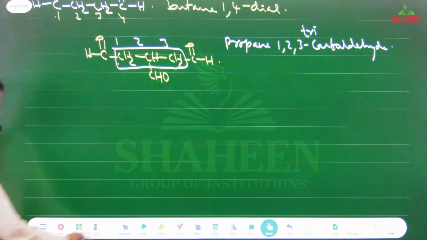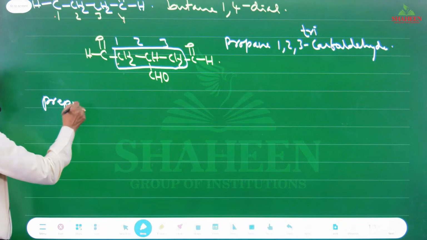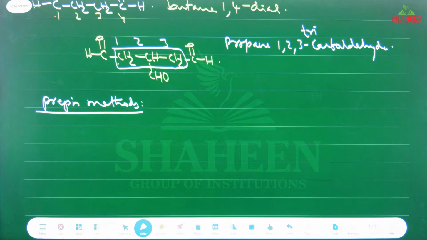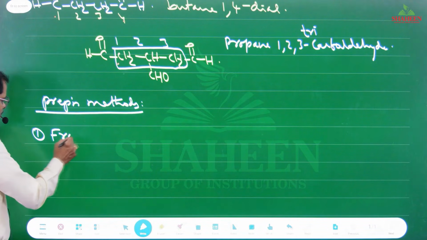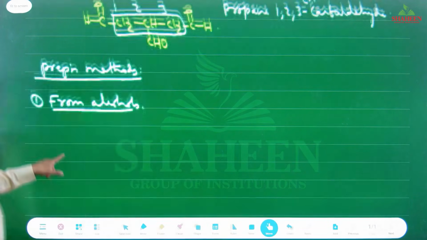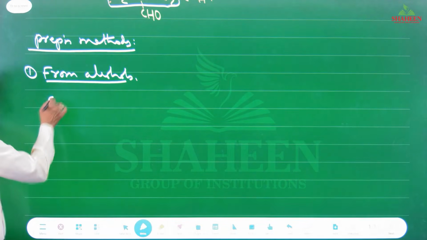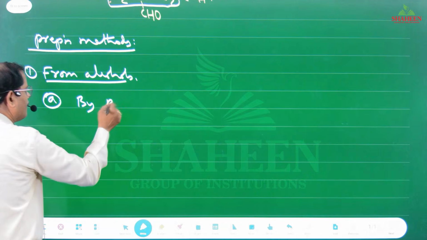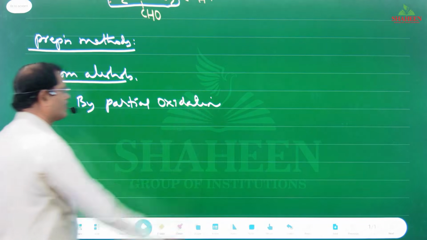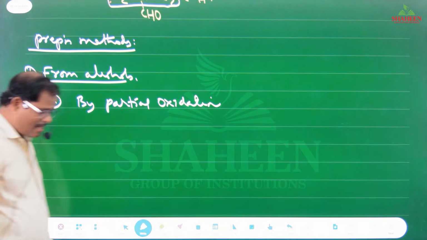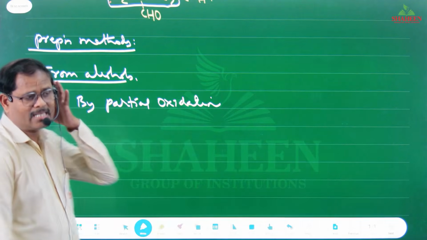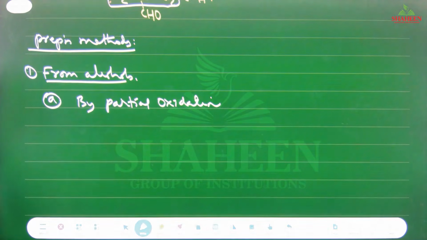Now we go to the preparation methods of aldehydes and ketones. The first one is from alcohols. From alcohols we have two methods. One is by partial oxidation. Primary and secondary alcohols, in the presence of a strong oxidizing agent under vigorous conditions, can produce carboxylic acids.